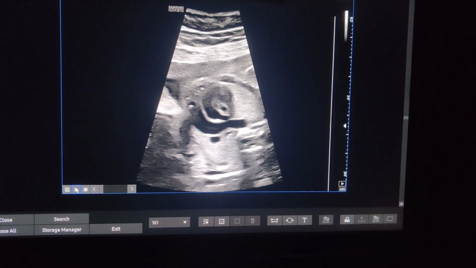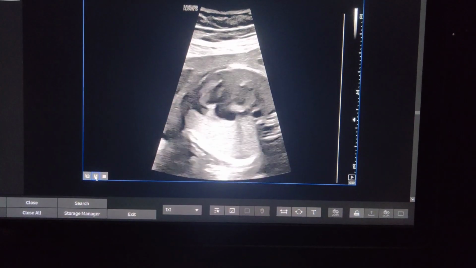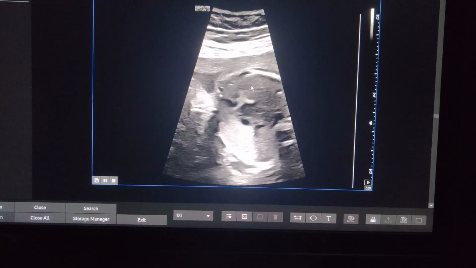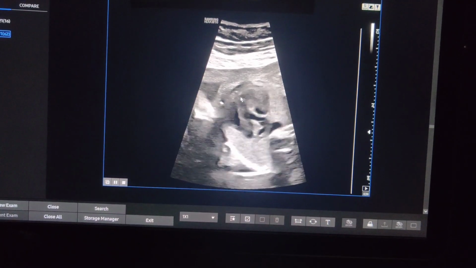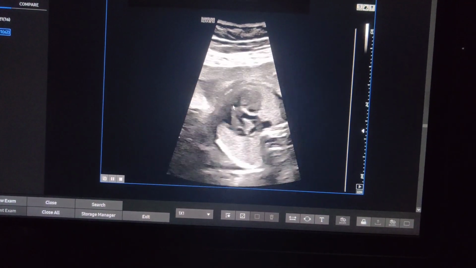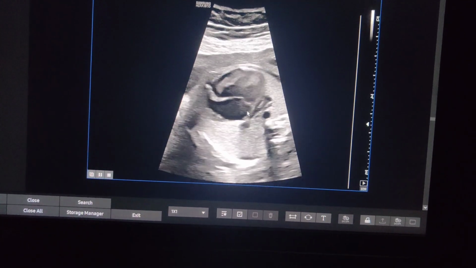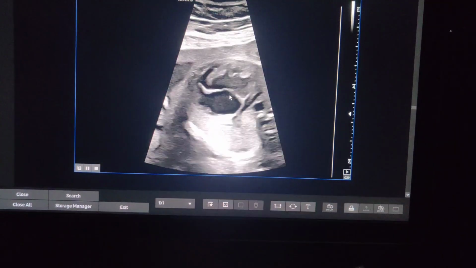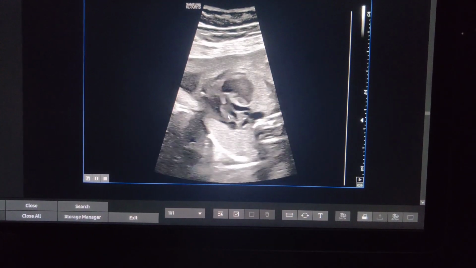Now the cine of the three vessel view. So here is the four chamber view going up into the three vessel view. You can see that this is the right ventricle. From the right ventricle you can see the aorta coming out, the pulmonary artery coming out. They are parallel to each other, and from the pulmonary artery you can see the branch pulmonary arteries going into the lung. So that's how I labeled the vessel on the left side as the pulmonary artery, and the vessel on the right side as the aorta.